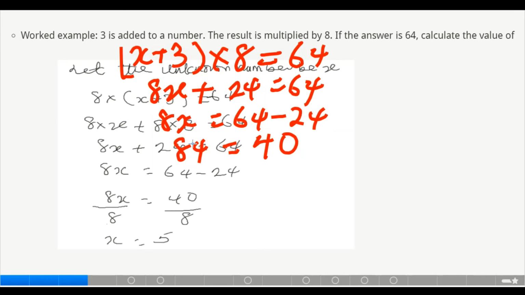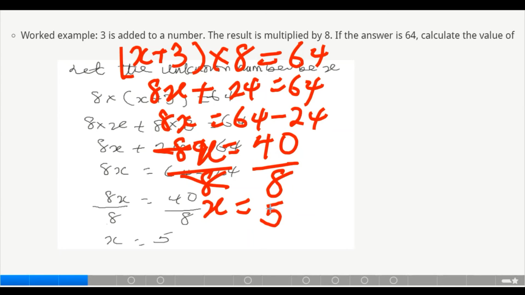40. Now since we need the value of x, we have to divide both sides by 8. So we divide this side by 8, the other side too by 8. Here 8 cancels 8. So we have x left here. How many times can 8 go in 40? 8 can go in 40 5 times. So the value of x here is 5.